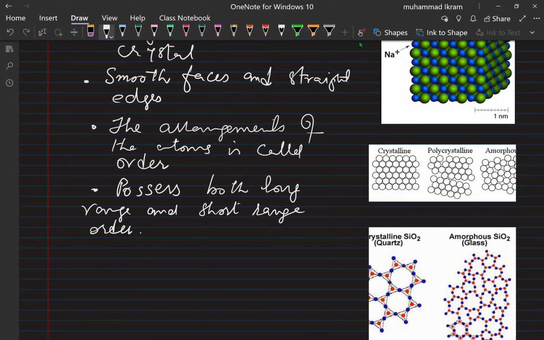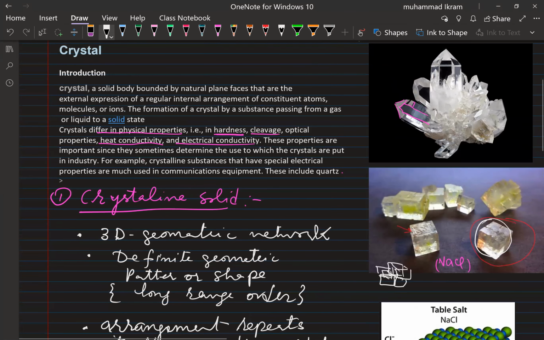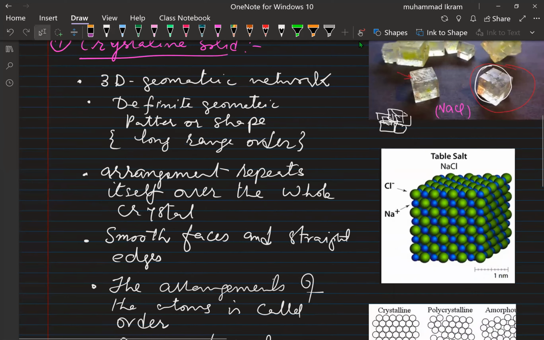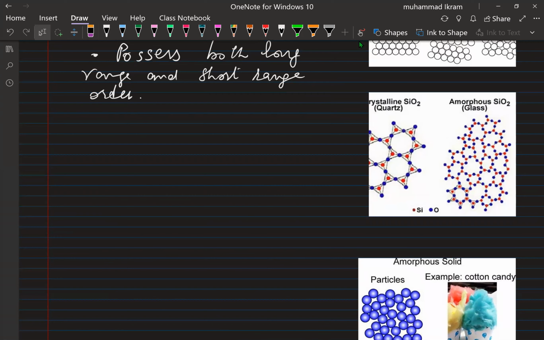For example, as I told you, the quartz crystal, the diamond crystal, and the sodium chloride. This is the quartz crystal, and here we have the sodium chloride crystal, right? As you see, these are types of the crystalline solid. Now we have the polycrystalline solids.